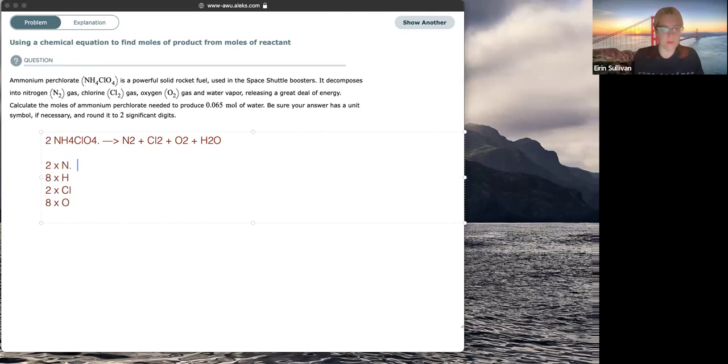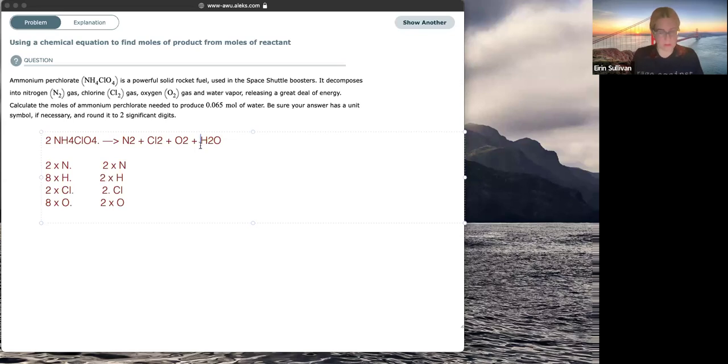So the 2 nitrogens are correct over here. How many hydrogens we've got? We've only got 2 hydrogens, so we're going to have to fix that. We've got 2 chlorines, so that is safe. And then oxygens, we've got 2. So we can see what we have to do here. I'm going to deal with the H2O first because the oxygen's here and here. So I'm going to leave the oxygen till last. That's my strategy.